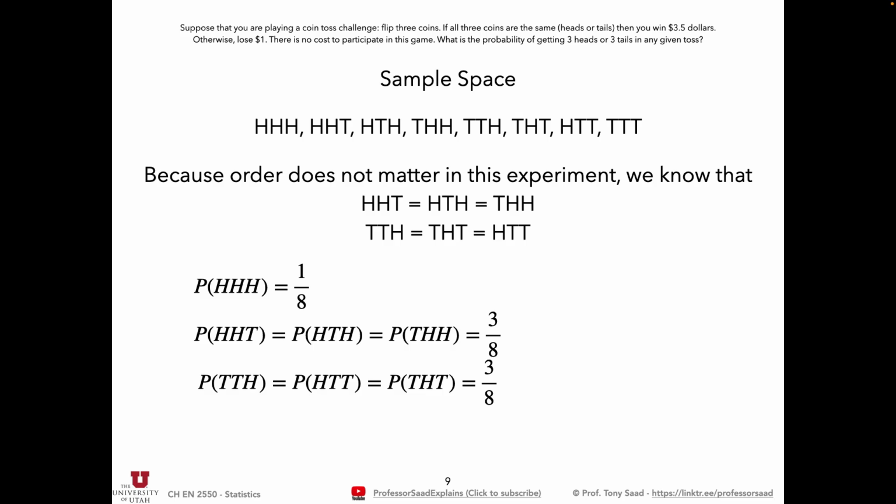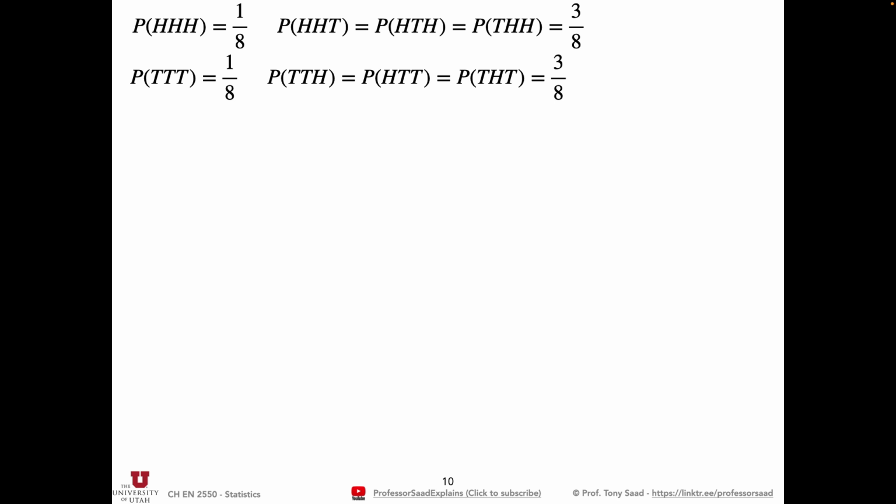Same thing for 2 tails, getting 2 tails and 1 head. It's 3/8 because there's 3 of them. And then finally, the probability of getting 3 tails is 1/8. So we're not doing anything new over here. We know how to do this. I'm just kind of setting up the problem, right?